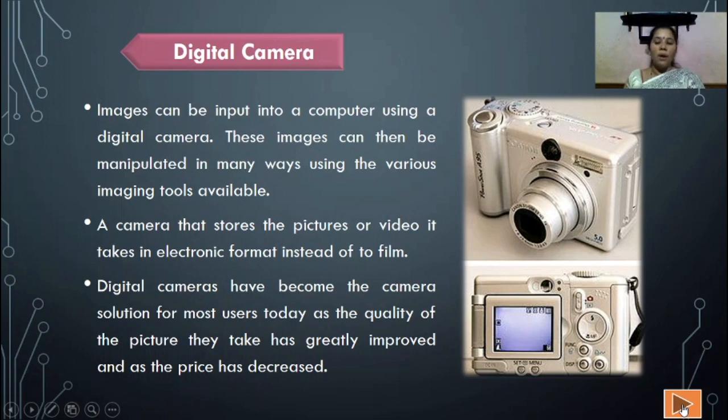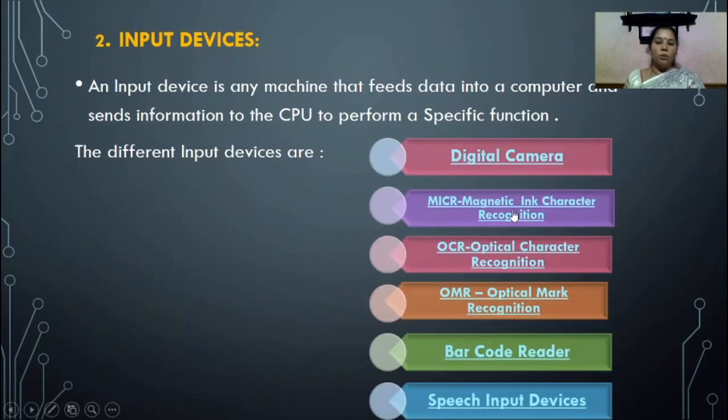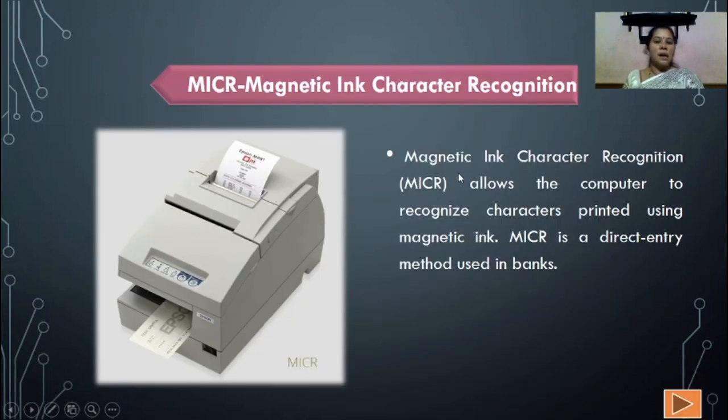The next one we will study is the MICR. What is MICR? MICR is magnetic ink character recognition. Where do we see this and what is its function? Let us see. This device is mainly seen in banks, wherein checks are passed over it.